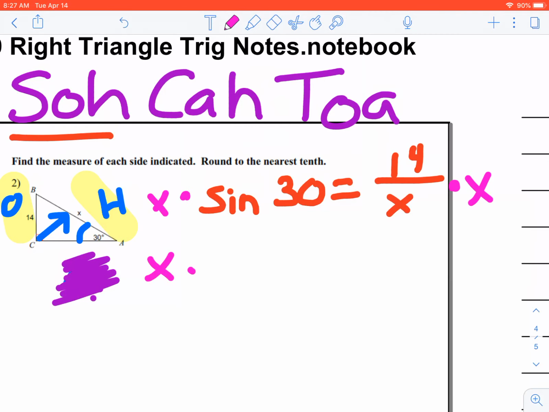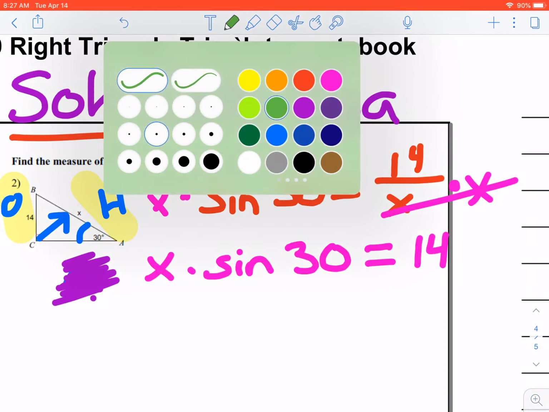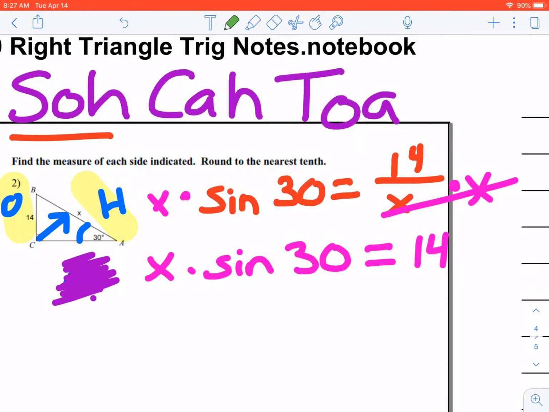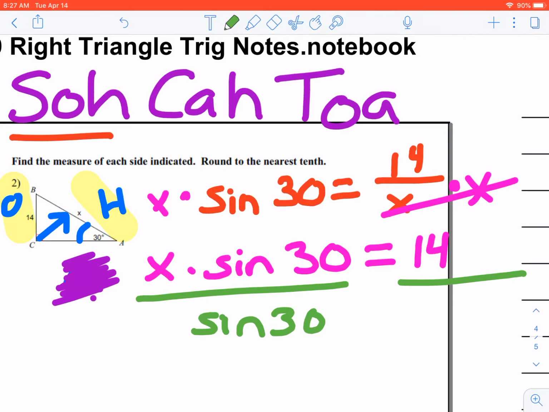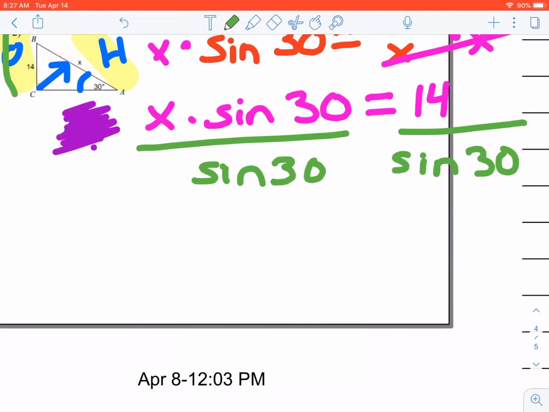Now, is that going to look a little weird? Yeah. But once you write it out as x times sine of 30 equals 14 because those x's cancel, from here you guys got it. So how do I get x by itself? Well, I divide by sine 30, but what I do to one side, I have to do to the other. Now, when I'm entering this in my calculator, again, I have to be pretty cautious to make sure I enter it in correctly. Those are going to cancel, so I get x is approximately.